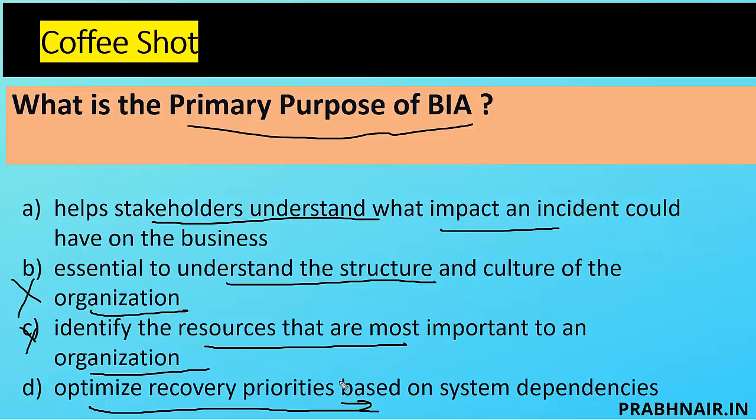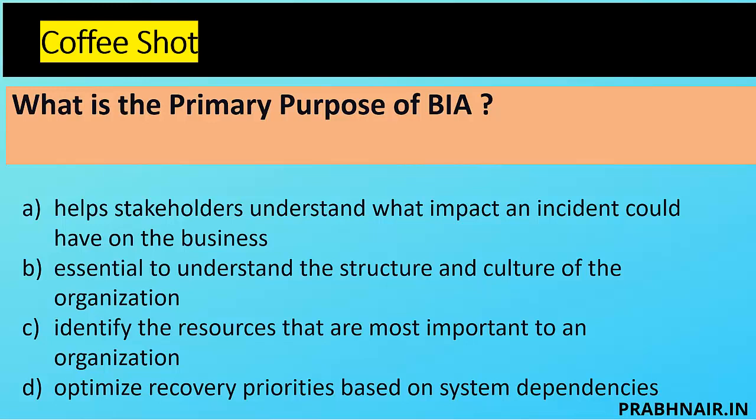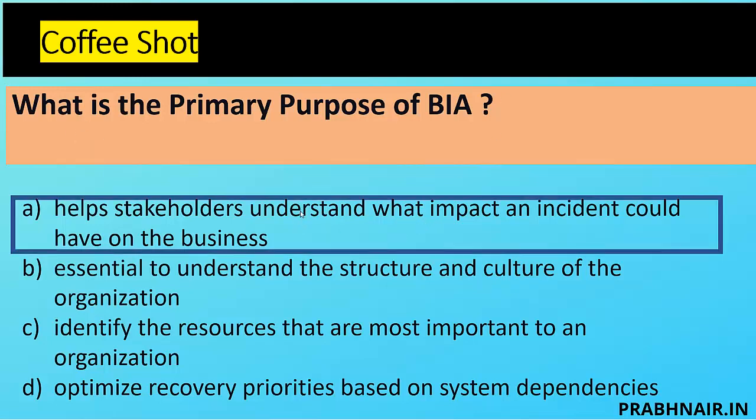So D is basically part of A, because with the help of BIA, we are able to prioritize what is important and what is not, and that we have to convey to the business. Just having a recovery priority will not give you visibility unless you convey it to the management, because management wants to know what process we need to restore first, because we have a limited budget. So that is why D is basically part of A. It helps the stakeholder understand what impact an incident could have on the business.